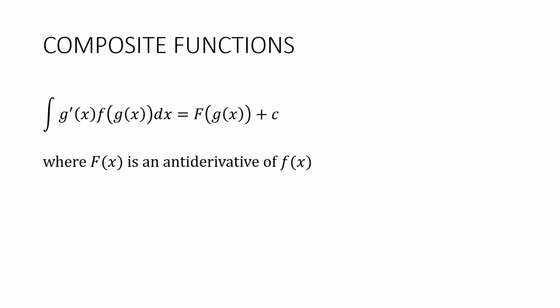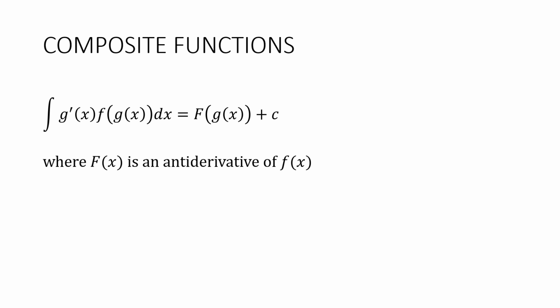Now, we touched on the reverse chain rule last lesson, but now we're going to look at it when we have a composite function. So when we have a composite function that we want to integrate, if we have the derivative of the inside function sitting here, ready to be cancelled out, then this integral will equal the antiderivative of the outside function plus c.